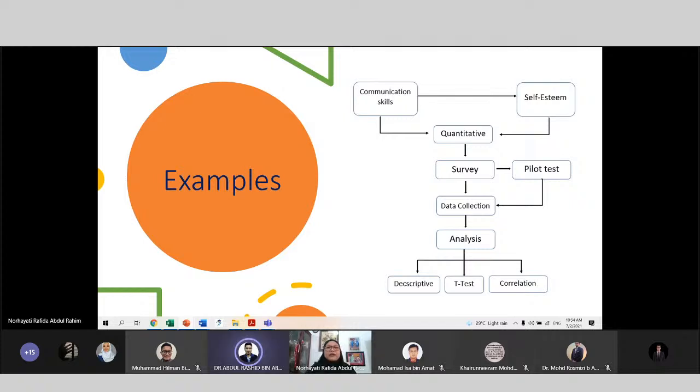Agree that having this research design will help the evaluator from the very beginning until the end, inshallah. Yes, I agree.